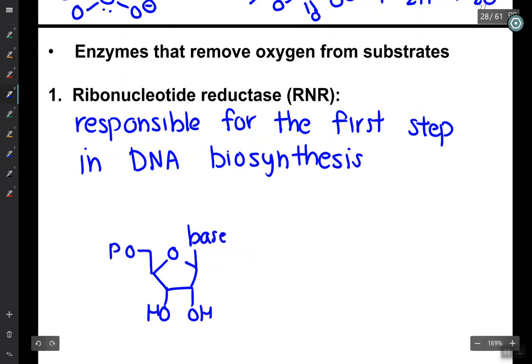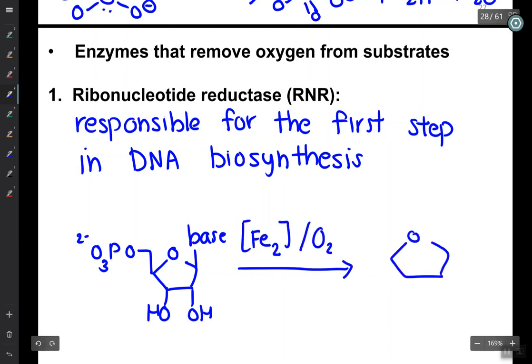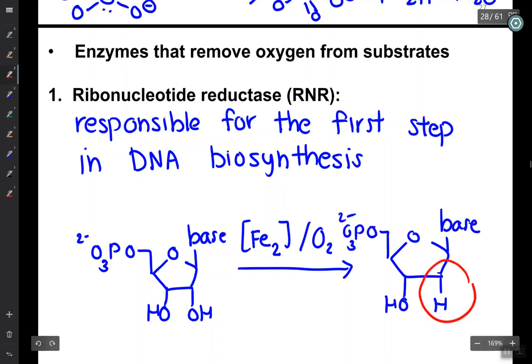So you probably remember the structure of the ribonucleotide. You've got your sugar ring and your base and your phosphate group. And using a diiron cofactor and O2, it is actually able to remove the OH group at the second carbon, which is right here. So this is called the ribose, this is now the deoxyribose, which is the building block of all DNA polymers.